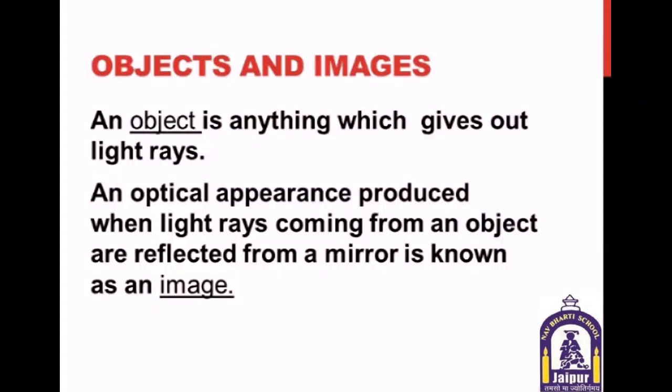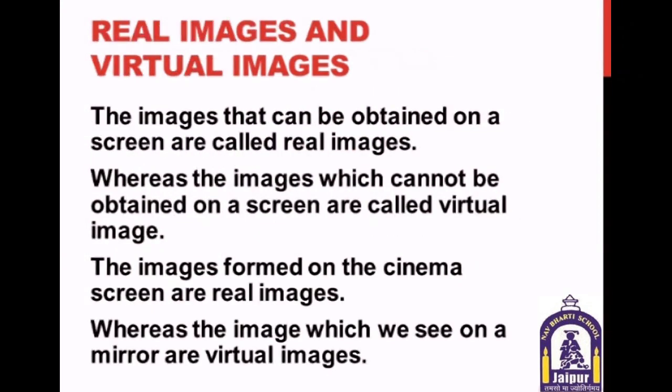Let us move to our next topic. So, images are of two kinds. One is the real image and another is virtual image. Real images can be obtained on a screen. The images that can be obtained on a screen and we can see them are called real images. Whereas, virtual images are the images which cannot be obtained on a screen.